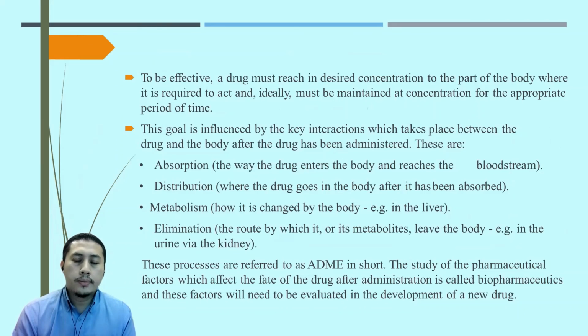So to be effective, a drug must reach the desired concentration at the part of the body where it is required to act, and ideally must be maintained at that concentration for the appropriate period of time. This goal is influenced by the key interactions which take place between the drug and the body after the drug has been administered. These are the ADME: absorption, distribution, metabolism, elimination, that you have learned in your pharmacology. So these processes are referred to as ADME in short. The study of the pharmaceutical factors which affect the fate of the drug after administration is called biopharmaceutics. And these factors will need to be evaluated in the development of a new drug.